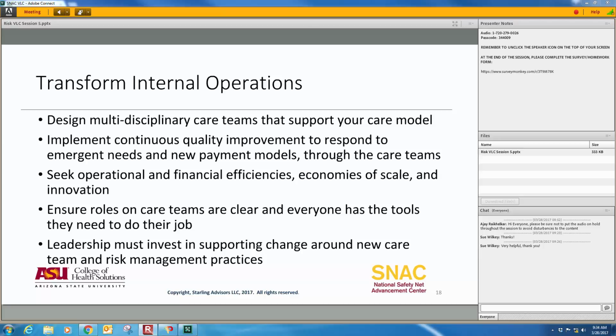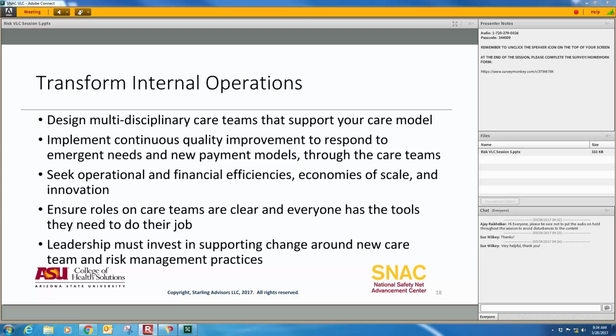Making sure that everybody on the care team understands what their role is and that they have the tools that they need to do their job. Often that might relate to access to different types of data. It could be training. It could be external relationships. It could be any host of things that might be affecting how the care team is functioning, both as individuals and then ultimately as a group. And then finally, we can't overstate this last point enough.